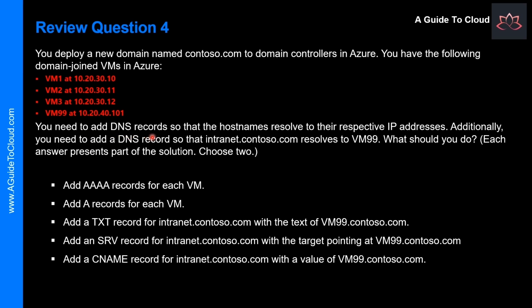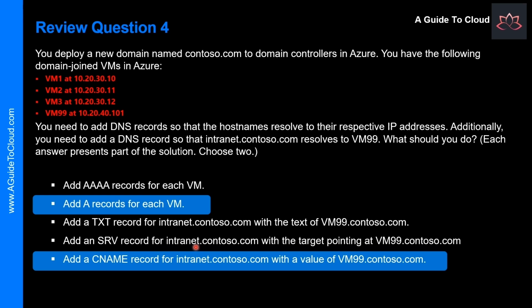You need to add DNS records so that host names resolve to their respective IP addresses. Additionally, you need to add a DNS record so that internet.contoso.com resolves to VM99. So what should you do? And we need to pick two answers to complete the whole solution. So we learned about these different types of records and how you can add these records in DNS in the previous module. So the correct answer is adding an A record and a CNAME record.